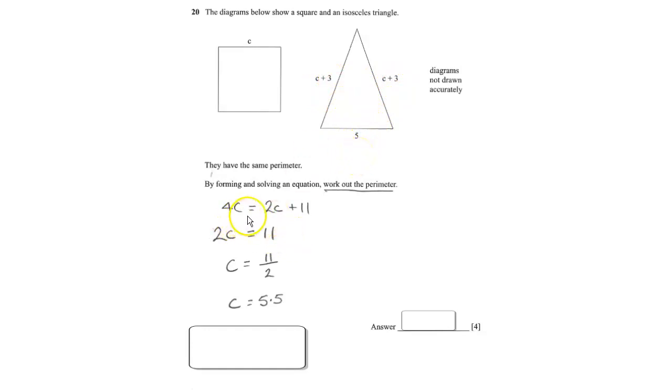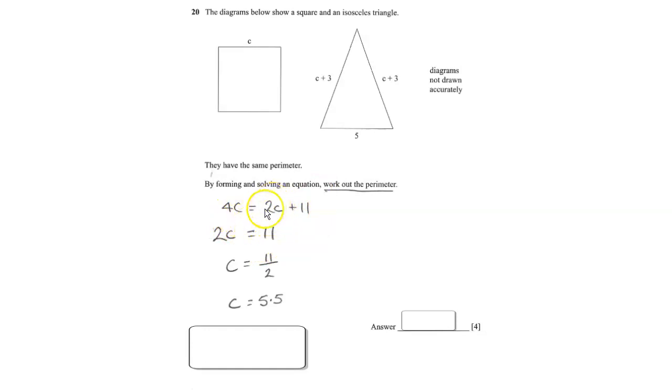So we've got 4c equals 2c plus 11. It's equal because in the question it says they have the same perimeter, so they're equal to one another. What we now need to do is work out what c is. So this is just a normal solving equation. You can see they've got c on both sides here.